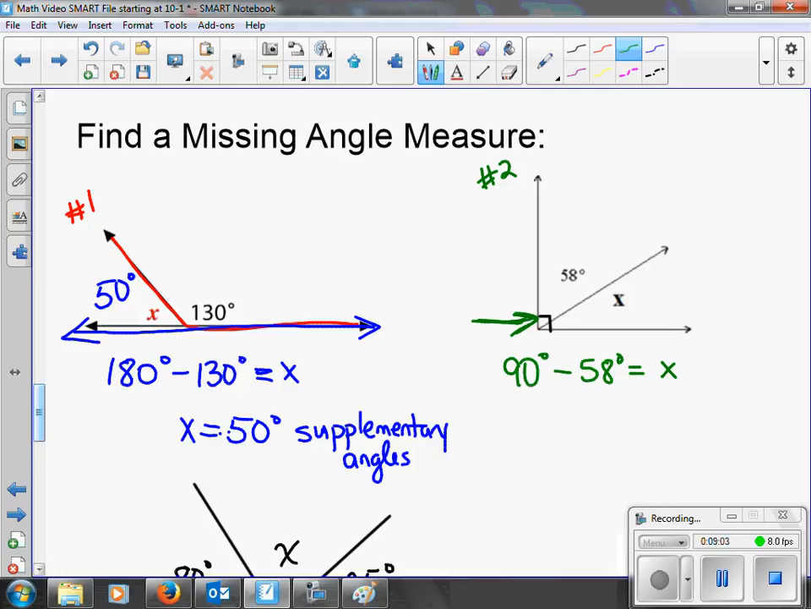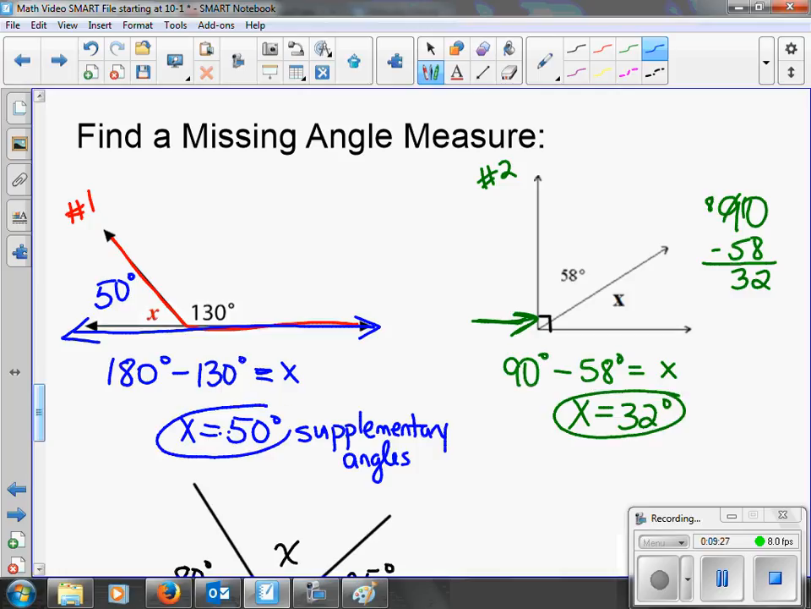And it'll give me x. Okay, so 90 minus 58 is what? I'll do it on the side here because some people need to see this. We subtract, you have to borrow. You make that into a 10, so you get x to equal 32 degrees. And since these angles equal 90 degrees, this pair of angles is complementary because they equal 90 degrees. Complementary.